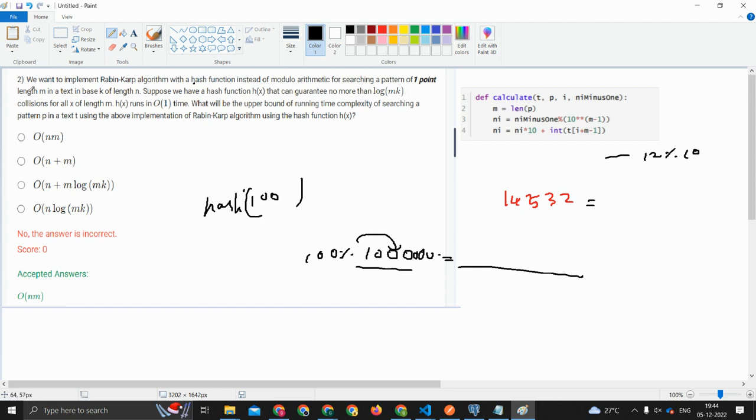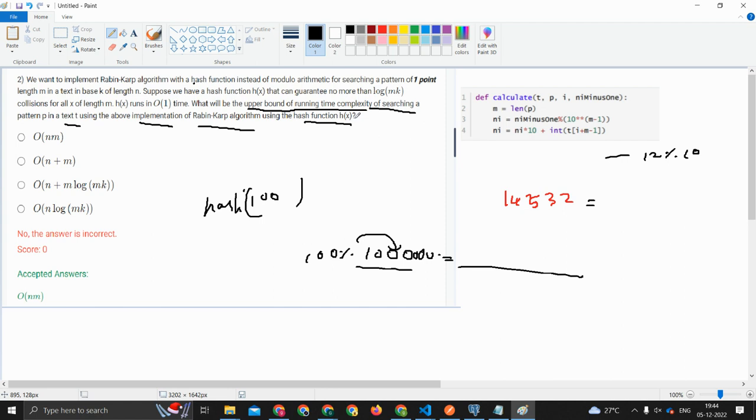Suppose we have a hash function h(x) that can guarantee no more than log mk collisions for all x of length m. h(x) runs in big O of 1 time. What will be the upper bound of the running time complexity of searching a pattern P in a text T using the above implementation of the Rabin-Karp algorithm using the hash function h(x)?